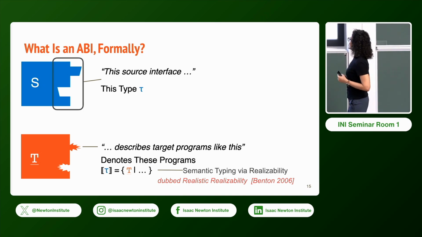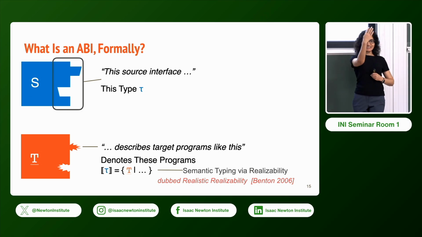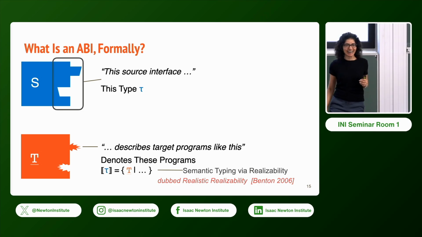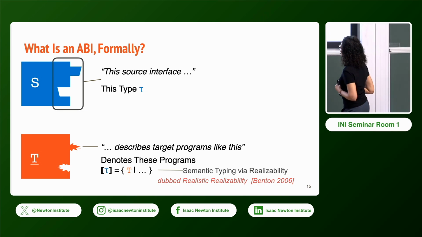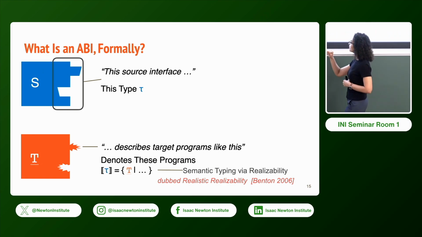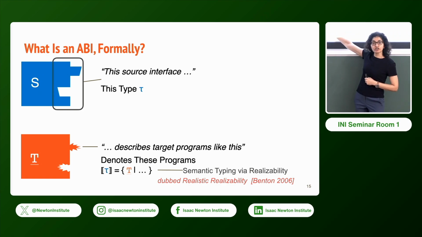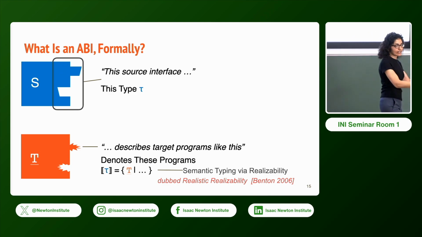The term realizability comes from Nick Benton, so he's the one you should blame if it's a mouthful. But basically, this is because what we're doing is we're talking about what are the real target terms, or what is the real code that realizes the behavior of this particular source type, at the bottom, at the target level.